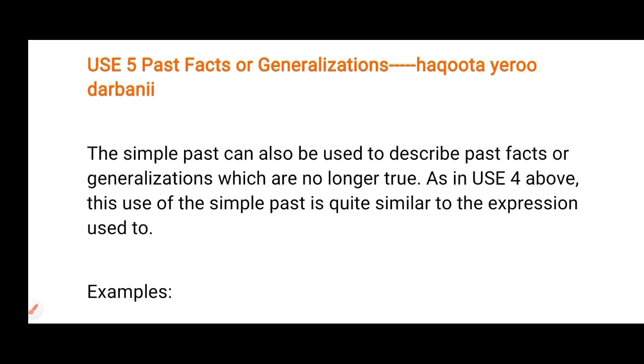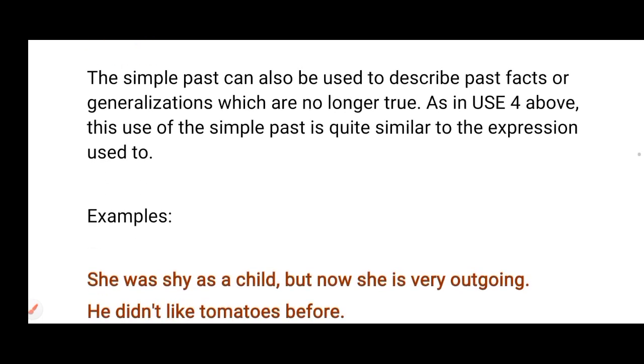Now, let us look at the form of all these 4 past tenses. Simple past form: subject plus verb 2 plus object if it is needed. Past continuous tense form: subject plus was or were plus verb ing plus object if it is needed. Past perfect tense: subject plus had plus verb 3. Past perfect continuous tense: subject plus had plus been plus verb ing.